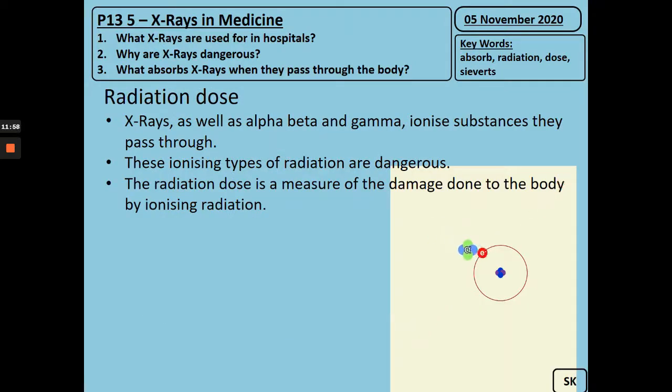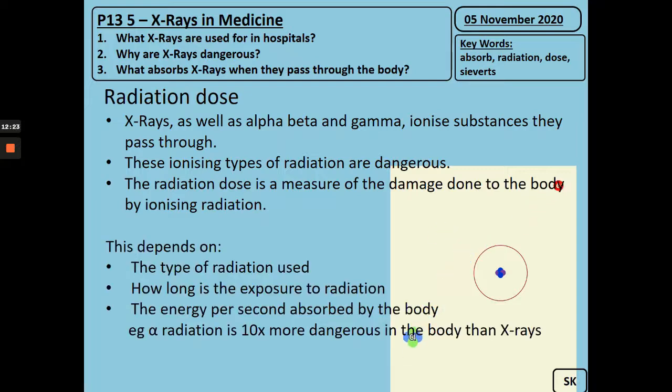Okay, so radiation dose. X-rays, as well as alpha and beta and gamma, ionise substances they pass through. So we're going to learn about alpha, beta and gamma in another topic later on this year. These ionising types of radiation are dangerous. So the radiation dose is a measure of the damage done to the body by ionising radiation.